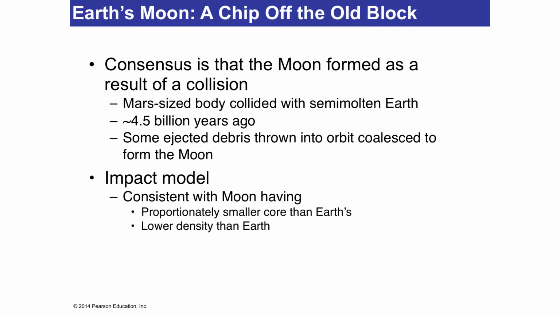This is the current consensus, that the moon was formed as a result of a collision with the Earth, that some ancient time ago, a huge meteor or a comet or something hit the Earth and blew an enormous chunk out of the Earth, and that was the moon.